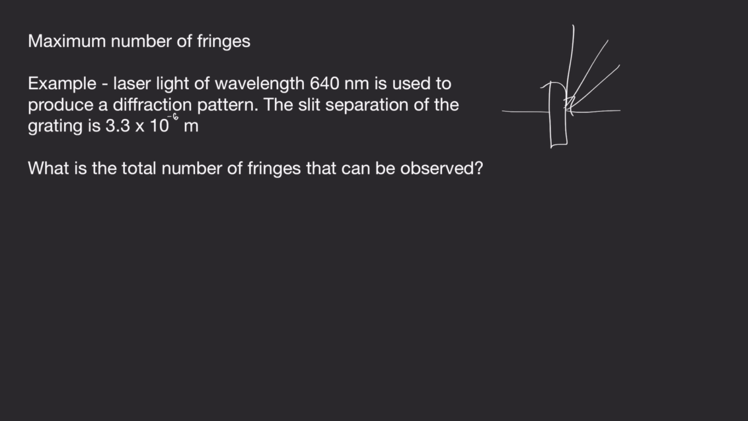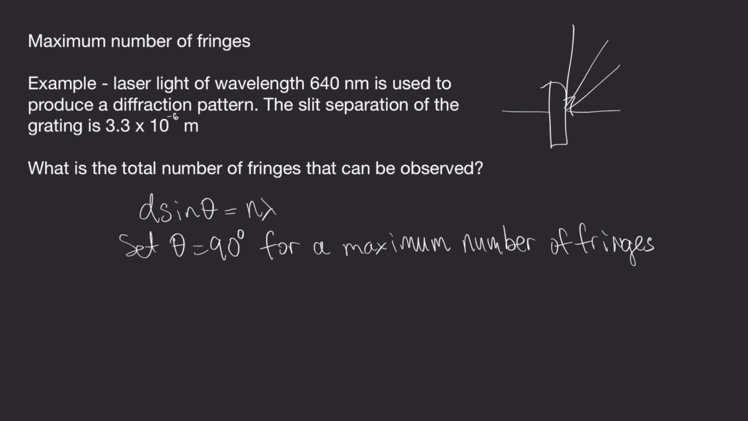So we can say that d sine theta is going to be equal to n lambda. Then we can set theta to be equal to 90 degrees for a maximum, which means that d sine of 90, which is just 1, is going to be equal to n lambda. Now we can find the maximum order of diffraction, which is going to be given by d over lambda. Now in this case, d is directly given rather than the number of lines per millimeter, so that makes our job a little bit easier.